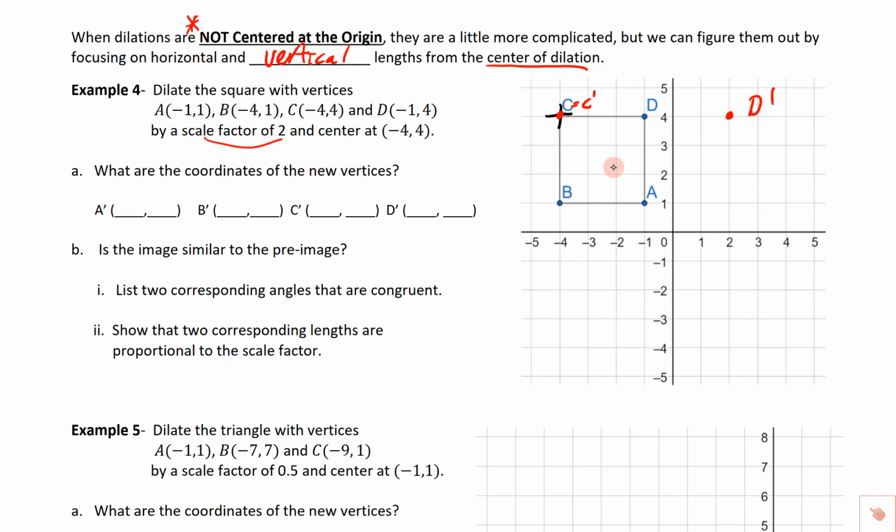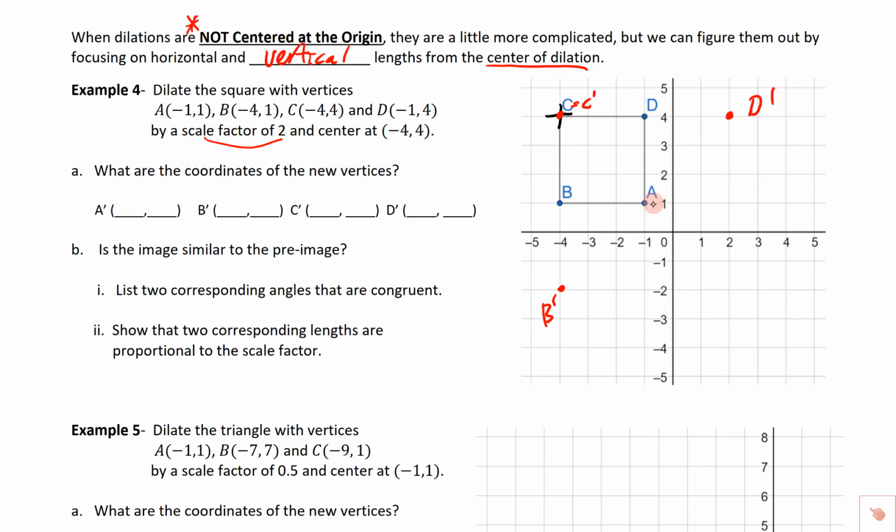I'll do the same thing with B. This is 3 units down here, and it did tell us that it was a square, so that's kind of nice. So this is 3, so this needs to be twice as far because the scale factor is 2. So if this is 3, I need to go another 3, so that's going to be B prime.